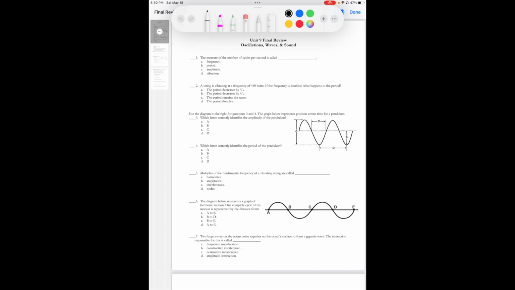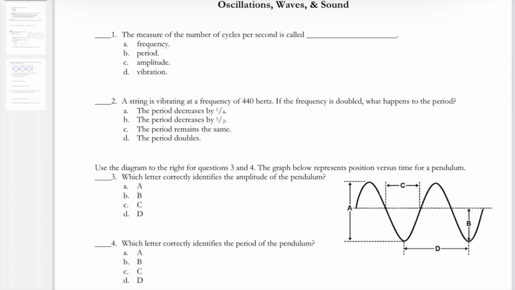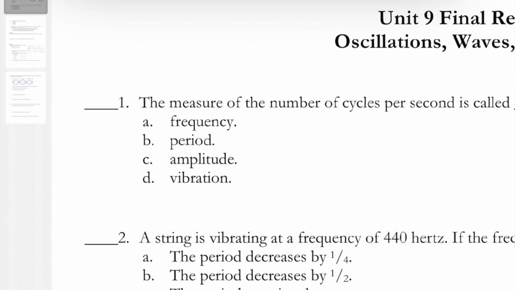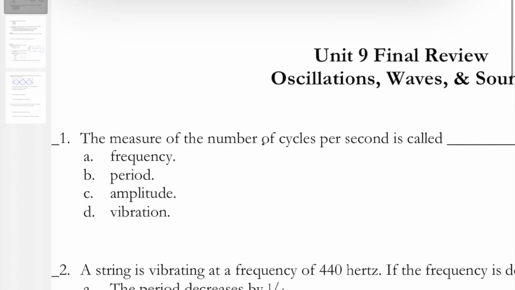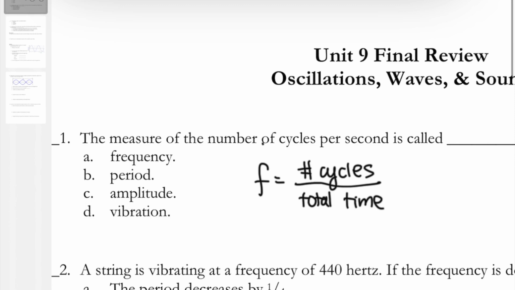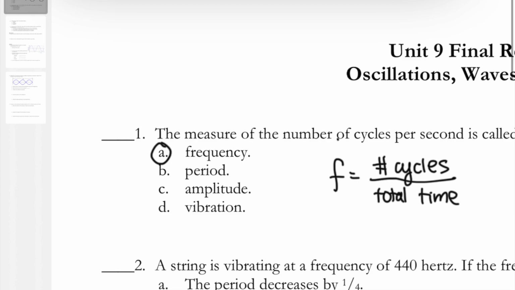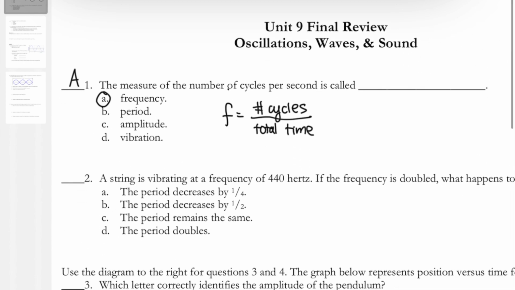All sorts of things. Now, all waves come from some sort of vibrating or oscillating source. So we started off the unit with talking about frequency. Frequency is the number of cycles per second. Sometimes you'll see me write this as how many cycles occur per total time. So the number of cycles per second is called frequency. And the frequency of the oscillating source matches the frequency of the wave it creates.